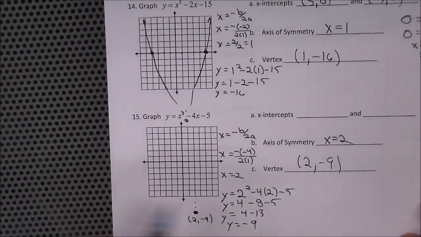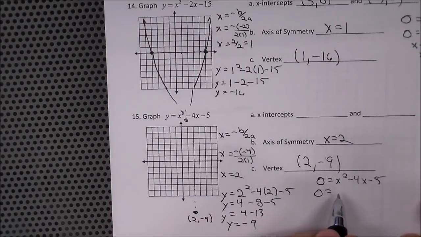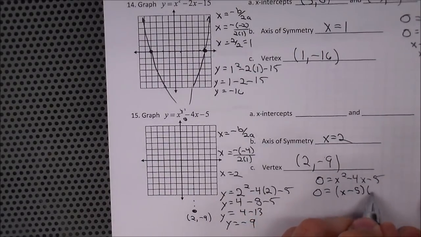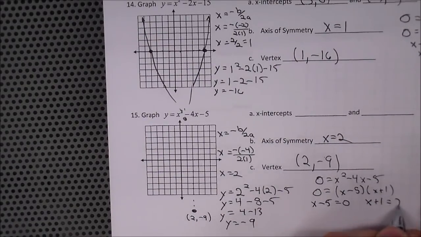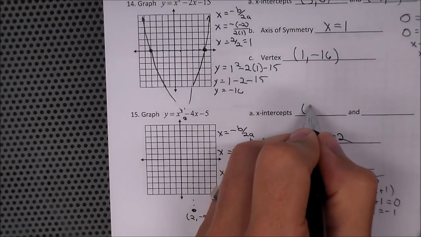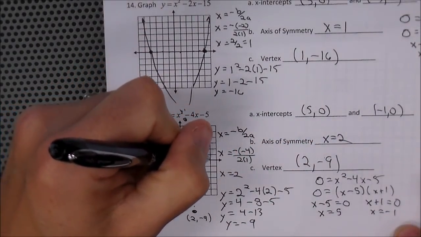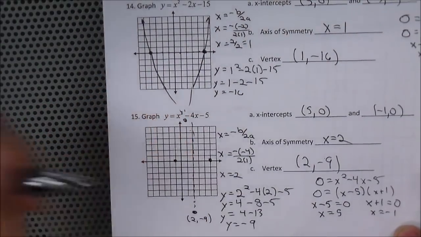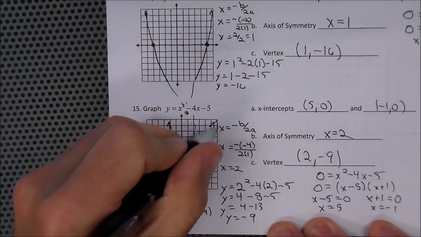Our x-intercepts, we're going to look at factoring. We have 0 equals x squared minus 4x minus 5. What multiplies to -5 that adds to -4 would be x minus 5 and x plus 1. So x minus 5 equals 0, x plus 1 equals 0. We get x equals 5, and x equals -1. So we'd go to 5 and -1, noticing those are the same distance away from our axis of symmetry, that's 2, and that should hold up in our parabola. And then we sketch our graph.